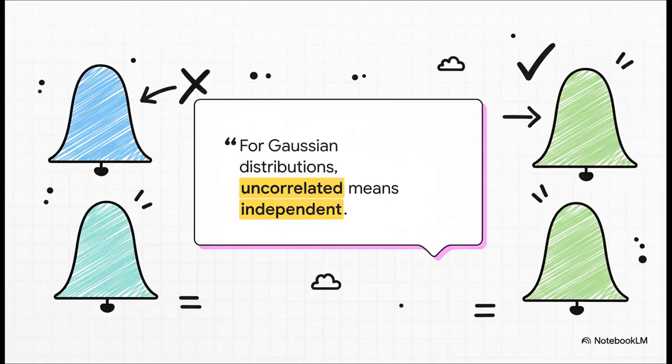And this reveals a unique superpower that only Gaussian distributions have. For most other types of data, just because two things are uncorrelated doesn't automatically mean they're truly independent. But for Gaussians, it does. If their covariance is 0, you can bet they are 100% independent. And let me tell you, that is a super useful property that makes statistical modeling so much simpler.